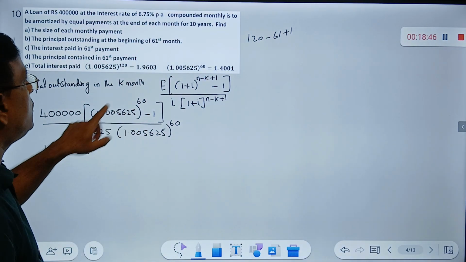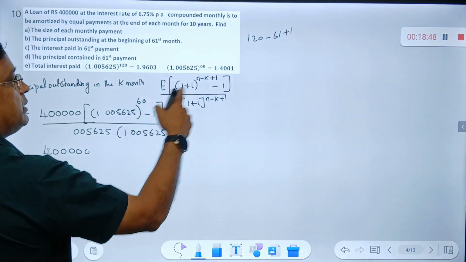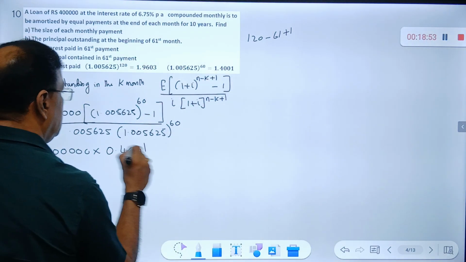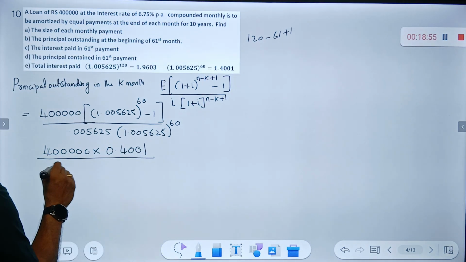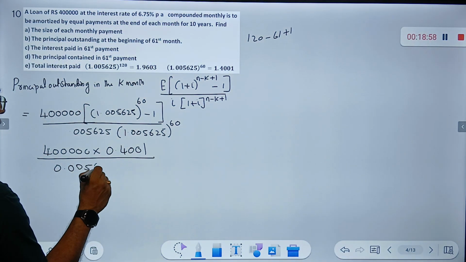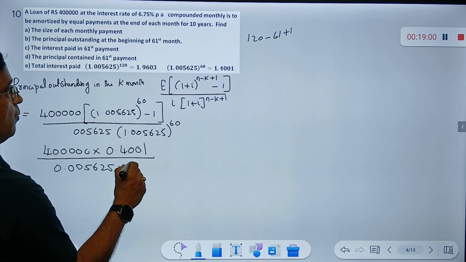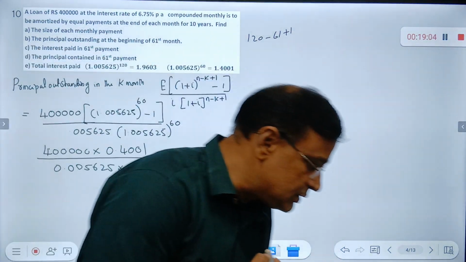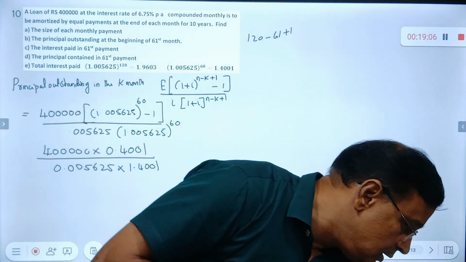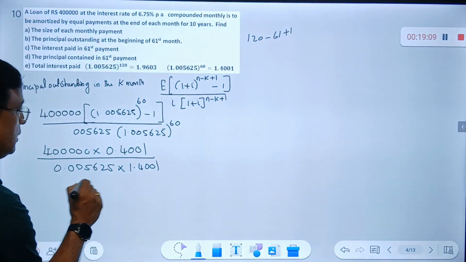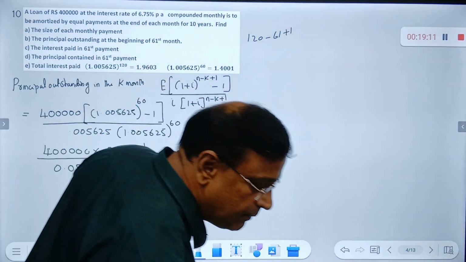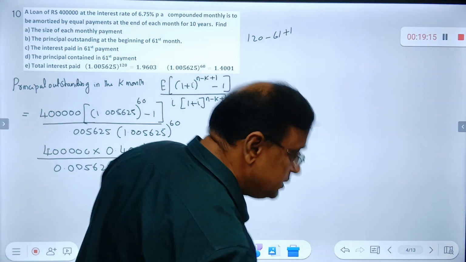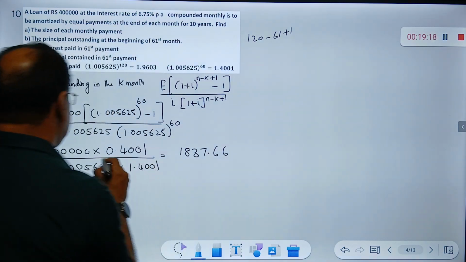Now what is this value? It's already given to you. And if you subtract it from 1, you get 0.4001 divided by 0.005625 into 1.4001. Now what is the calculation of this? If you calculate this, I am getting the numerator as 1837.66.